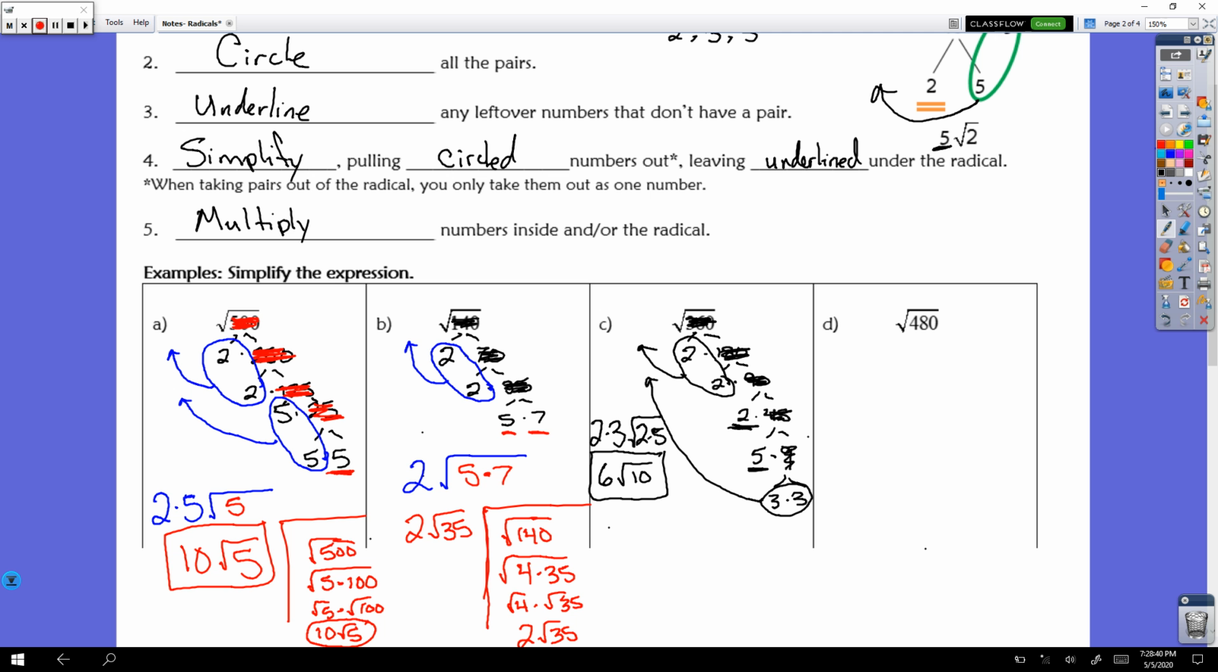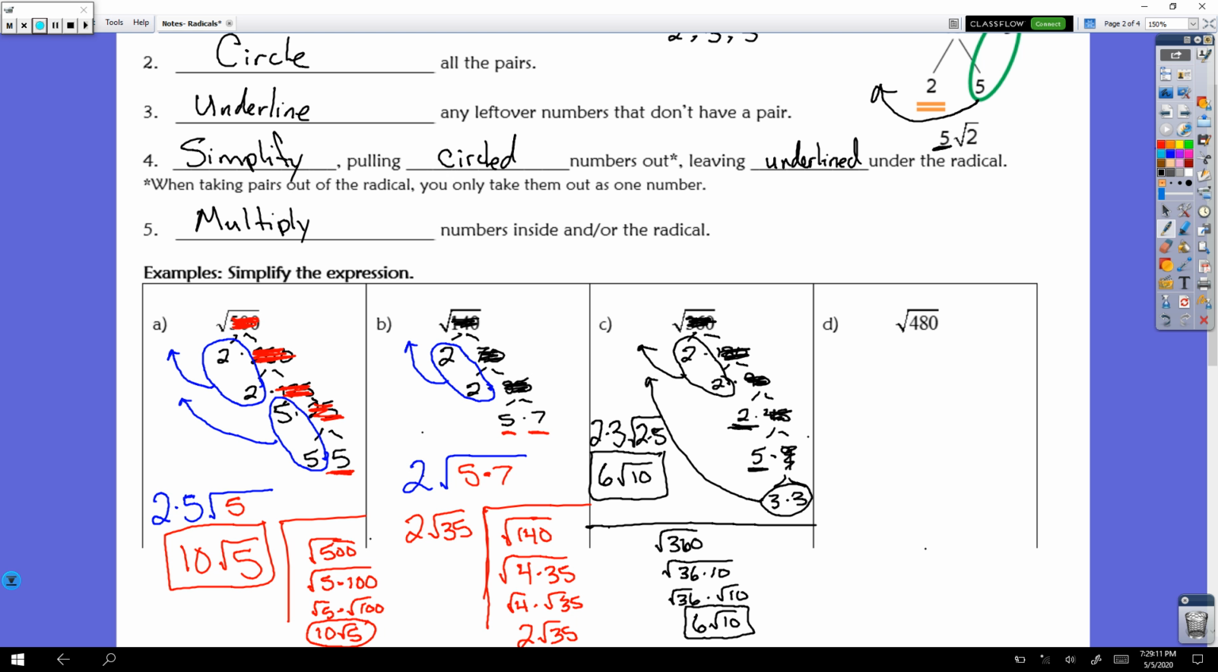Now, some of you might have seen the perfect square inside of 360. If I had the square root of 360, we know that 36 is a perfect square. So I could break this down into 36 times 10. So that would be the square root of 36 times the square root of 10. Square root of 36 is 6. Square root of 10. Okay.